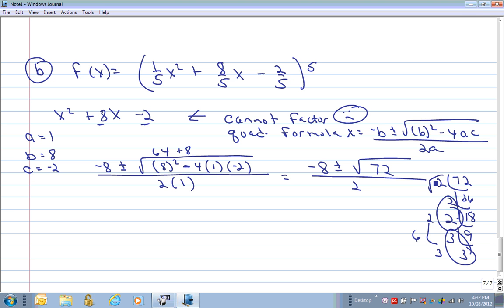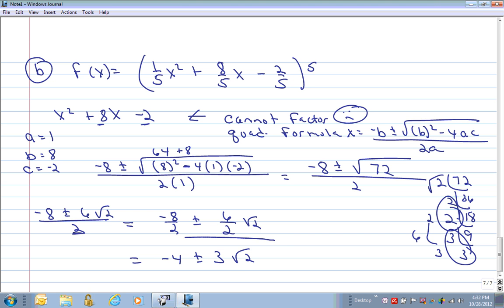Let's write that. We have negative 8 plus or minus 6 square roots of 2 all over 2. All right, let's do our last little bit of work with simplifying. We have negative 8 over 2. Remember, this 2 is a denominator of both. Plus or minus 6 over 2 square roots of 2. We'll simplify that. Negative 8 over 2 is negative 4. Plus or minus 6 over 2 is 3 square roots of 2. And that would be our final answer.